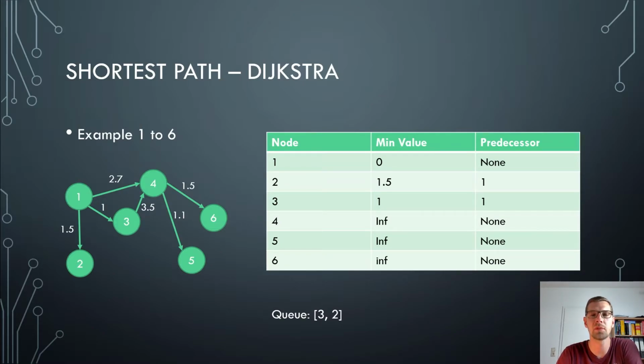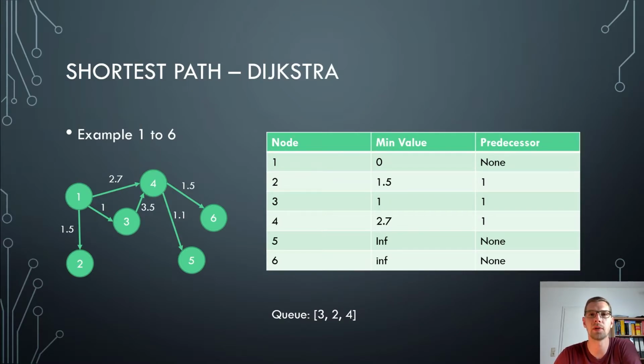But at first we have to finish all children of the node 1, and there is the next node 4 still left. So in our next step, we have our value as infinity for node 4, our minimum value, and 2.7 is smaller, so we put it in, and then the predecessor is 1 again. And 2.7 is also the biggest minimum value of all the nodes, so it comes last in our queue.